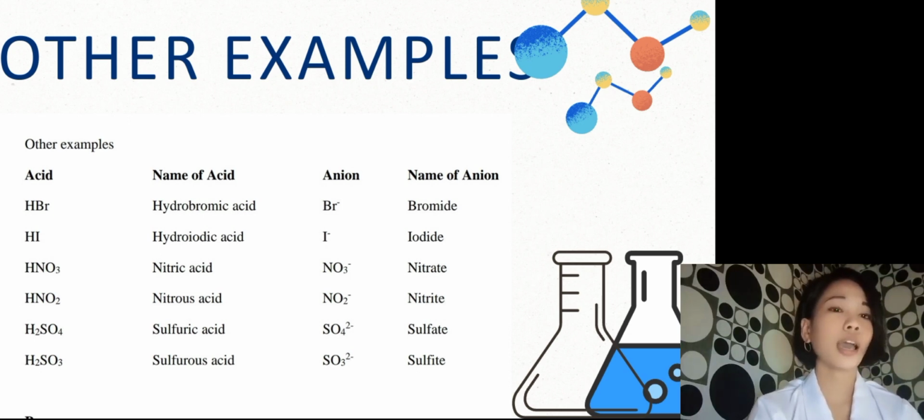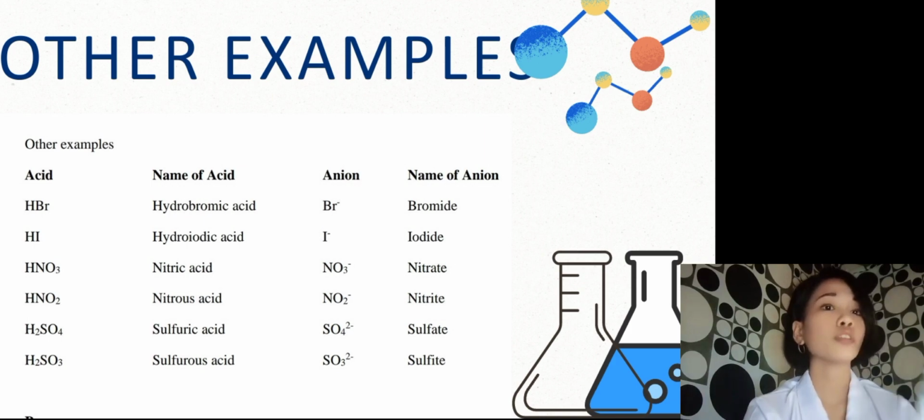So, here are some examples. Let's say we wanted to name H2SO4. Since H2SO4 contains a polyatomic ion, sulfate, and it ends with "ate," we must replace it with the suffix "-ic." So, the sulfate will become sulfuric acid.